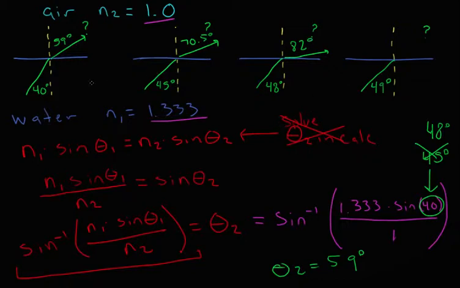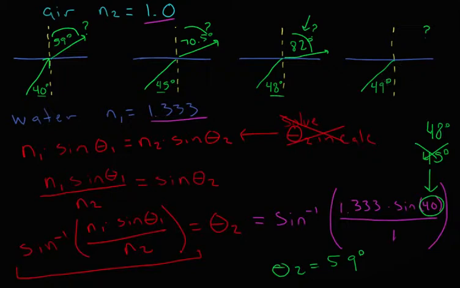Well, if you notice, as our angle of incidence gets bigger, 40 degrees, 45 degrees, 48 degrees, as that angle is getting bigger, so is the angle of refraction, 59 degrees, 70.5 degrees, and our 82 degrees. It's getting bigger and bigger and bigger. What is this number about to hit? Well, it's about to hit 90 degrees. How could it refract into air more than 90 degrees? It can't. It physically can't.